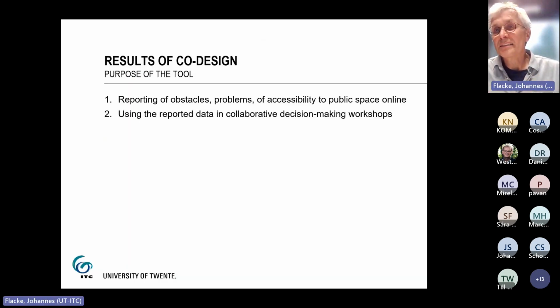And the result that we obtained from them, co-designed together, was: what is the purpose of the tool at all? It's reporting of obstacles and problems of accessibility to public spaces online. So they go out now with a tool on an iPad and take photos and report such problems. But then afterwards, in a session together with different other stakeholders, the user-reported data shall be used in collaborative decision-making workshops.